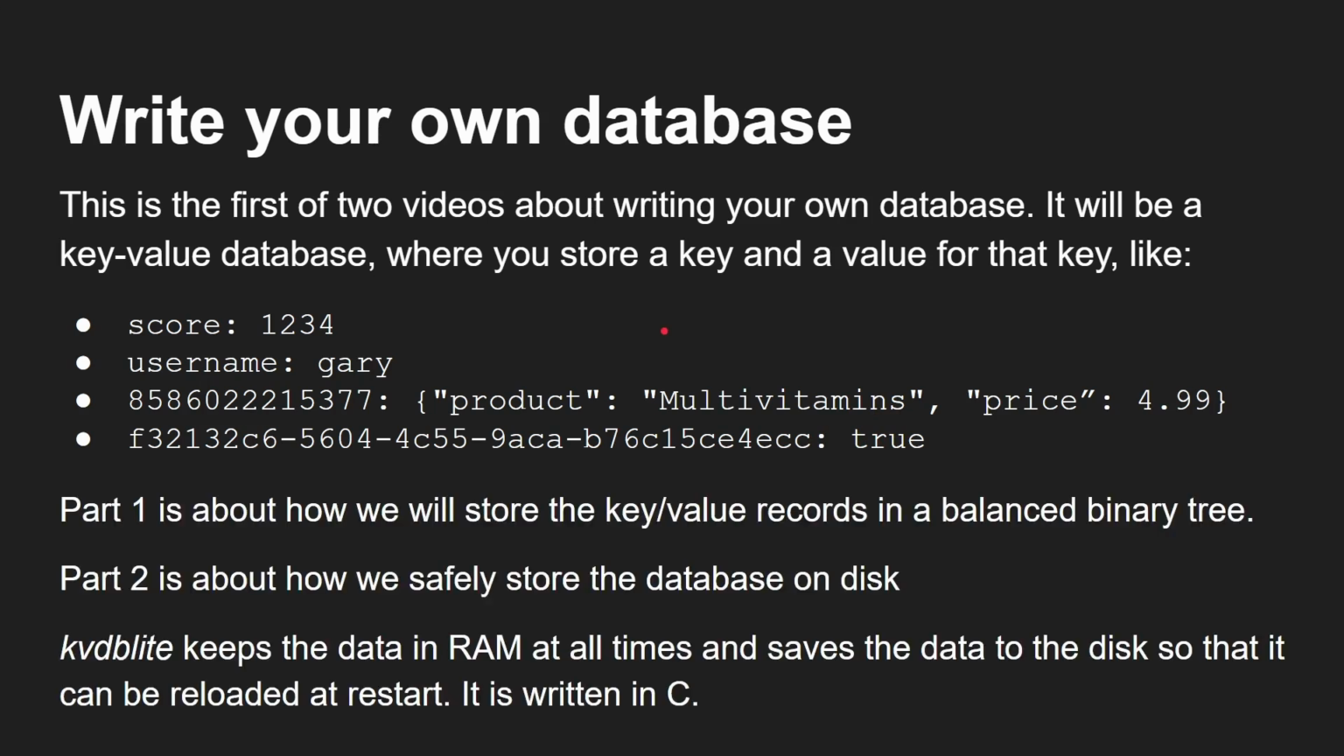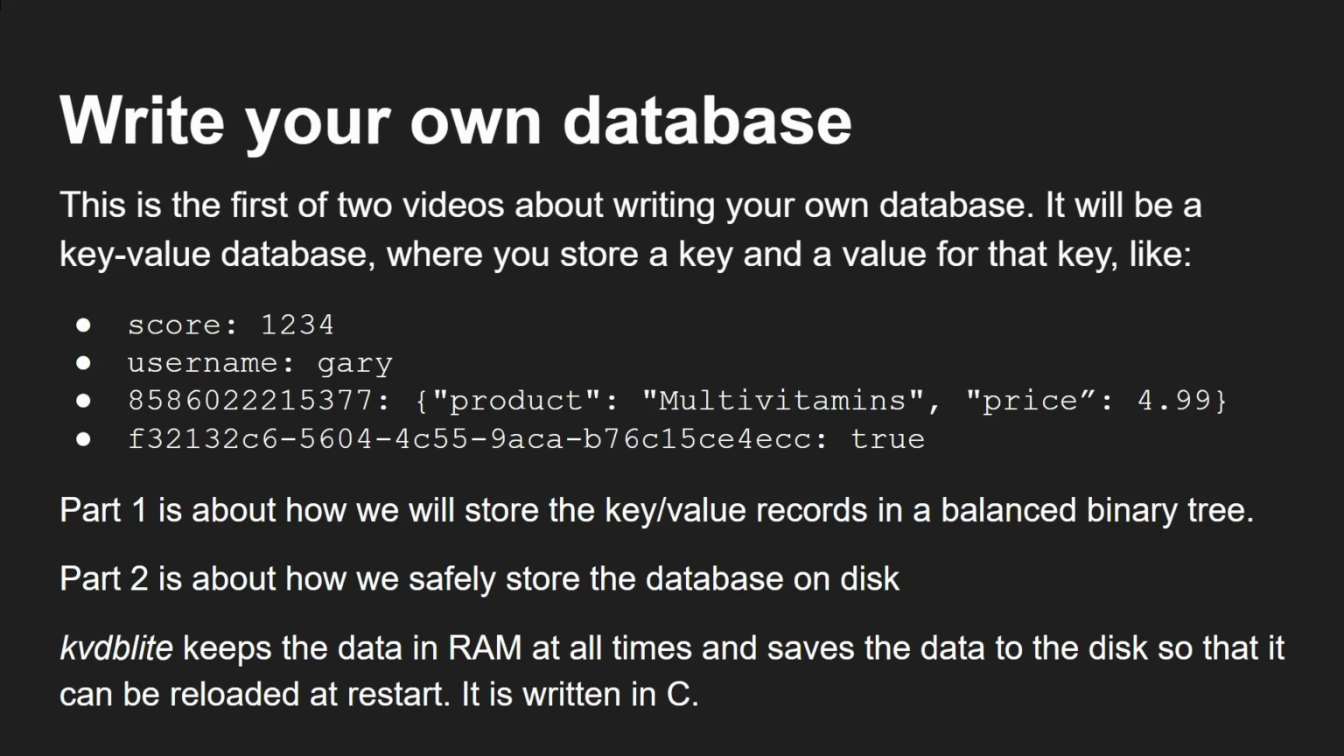Now in part one, we'll talk about how you store the key value records in a balanced binary tree. And then in part two, we'll look at how you store that data structure, the balanced binary tree, on the disk. So that, of course, when you restart the database, the information is still there.